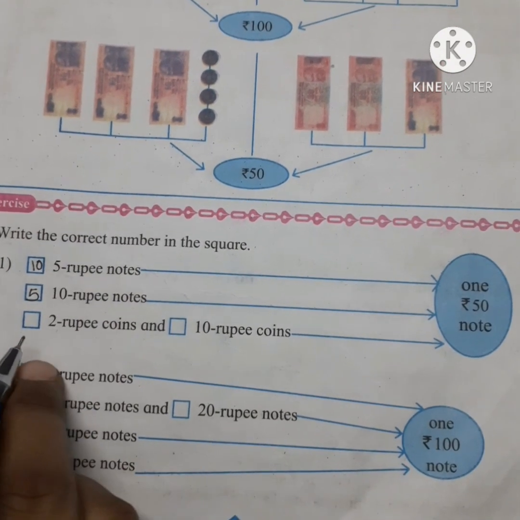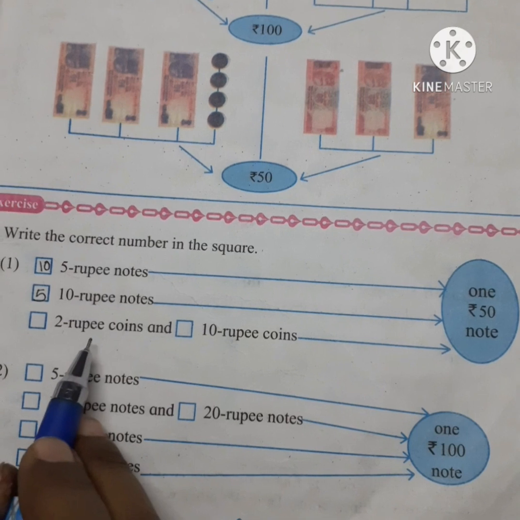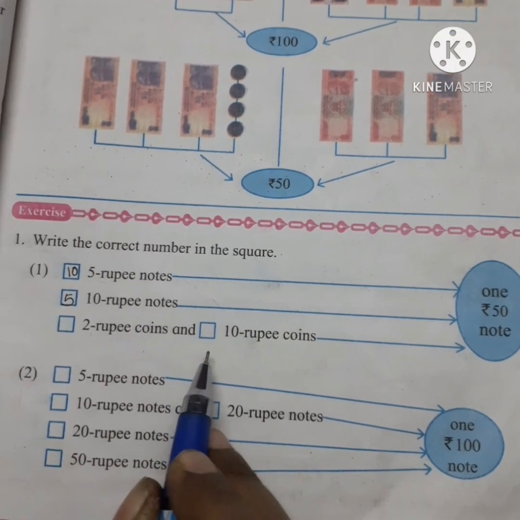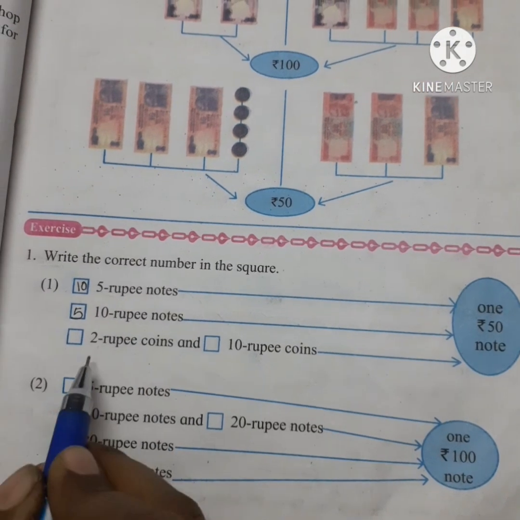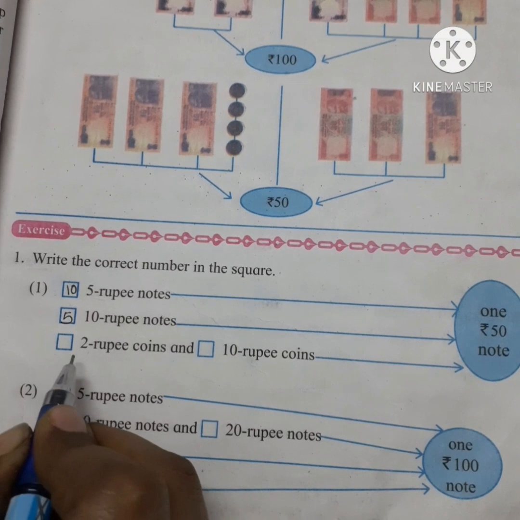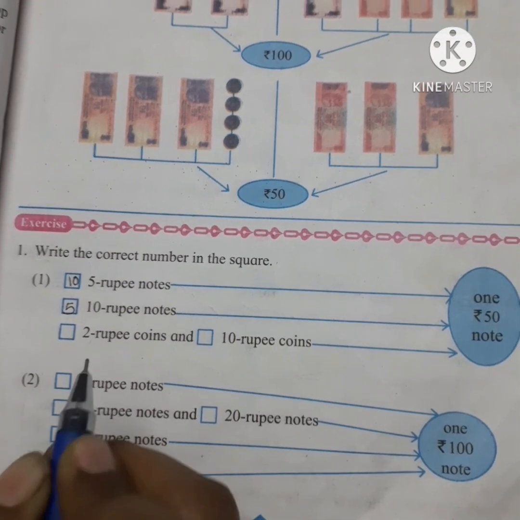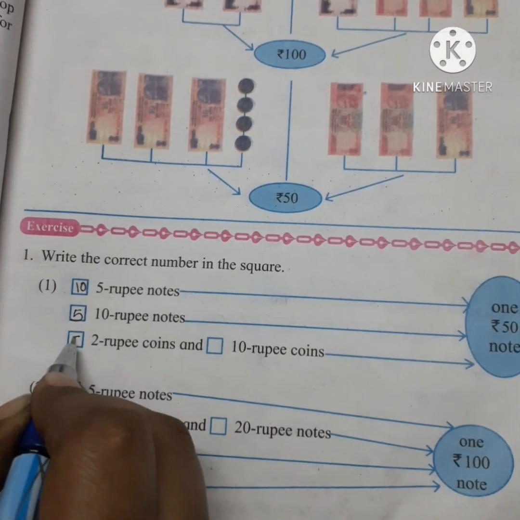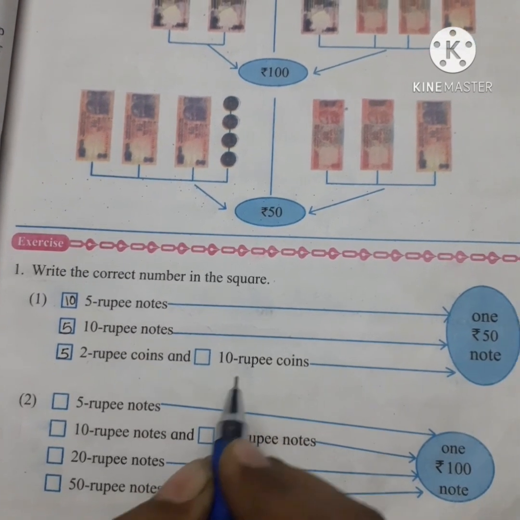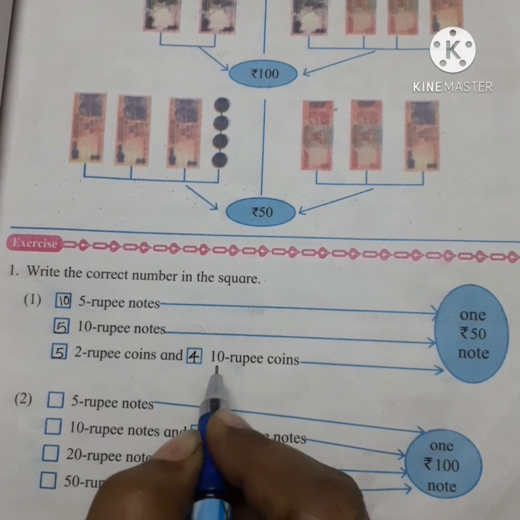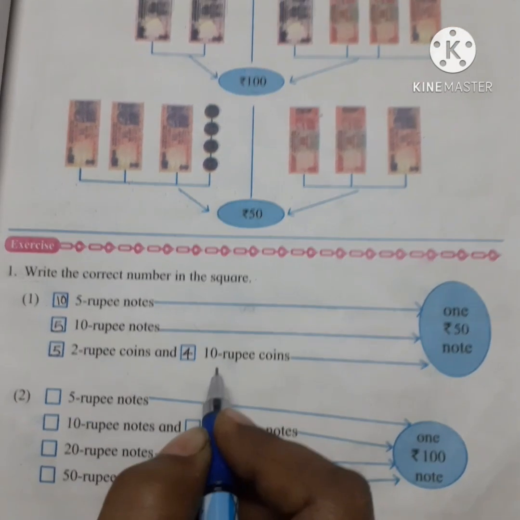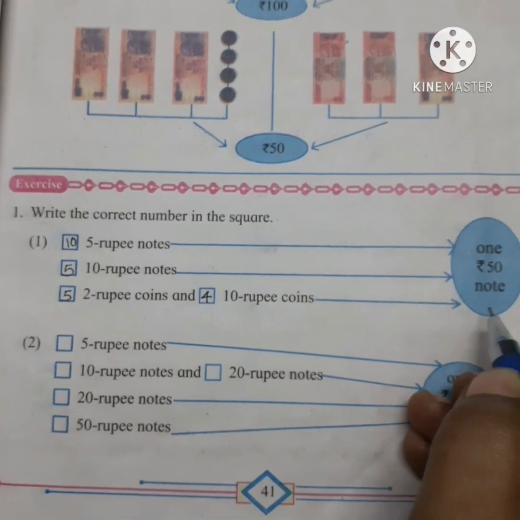Third question, in that only, 2 rupee coins and 10 rupee coins, if you will take both the coins, how will you take? See, if I will take 2 rupee 2 coins, then 2 2s are 4. So here I will take 2 rupee 5 coins, so 2 5s are 10 rupees, and if I will take 4 10 rupee coins, 10 4s are 40 rupees and 2 5s are 10 rupees. So 40 rupees plus 10 rupees will make 50 rupees.